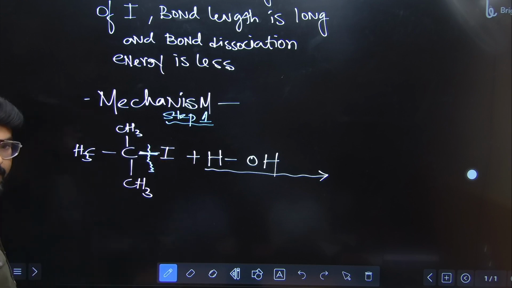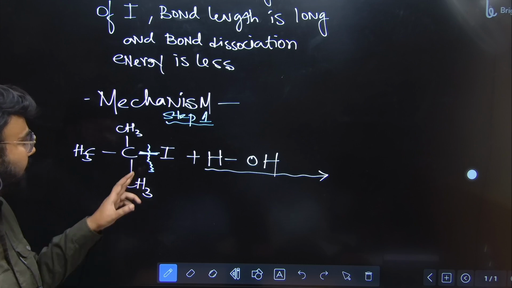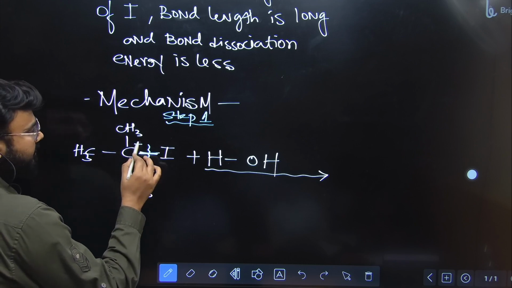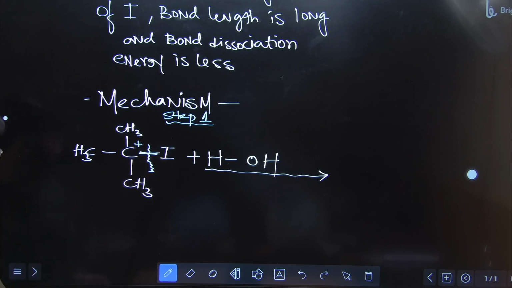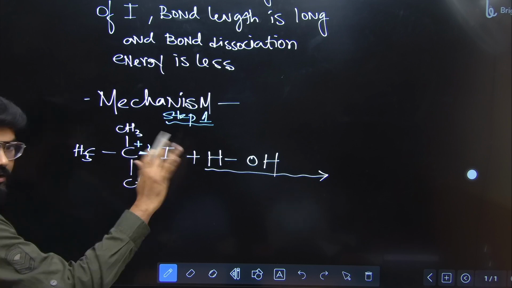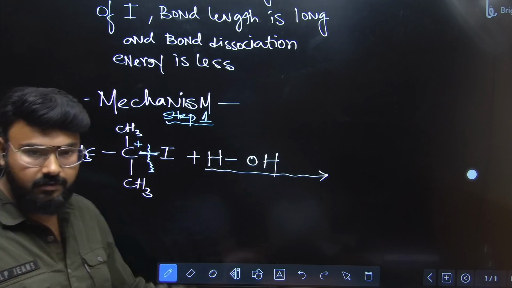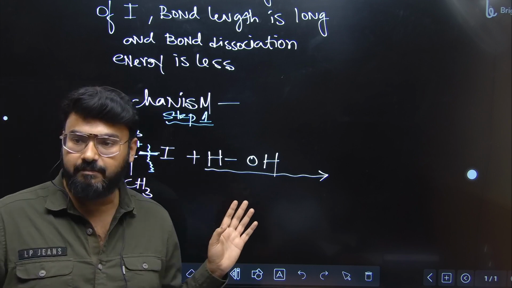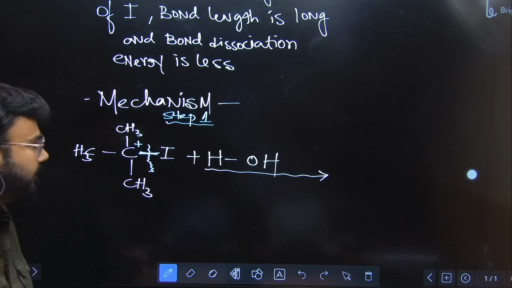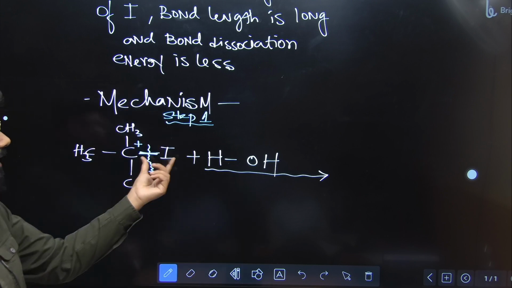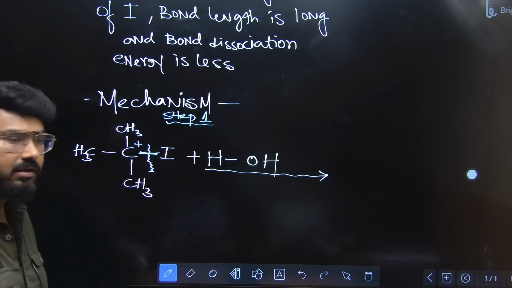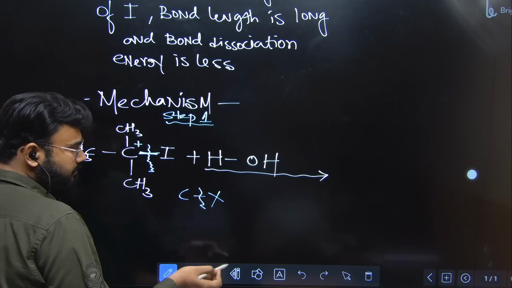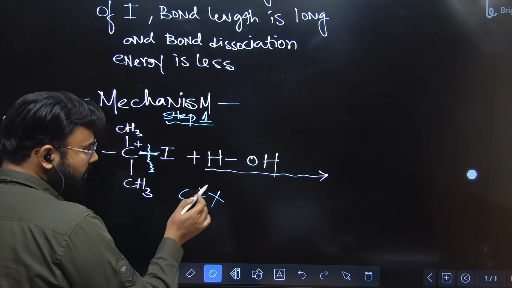It will cleave, right? Now tell me, when this bond breaks, isn't it that the positive charge will come here? Because iodine, being more electronegative, will take up the electrons. Okay, I minus will be removed. So we got the 3 degree carbocation. I hope it's clear to everyone online. Polar nature, breaking of the bond, right? The C-X bond is breaking because of the polar nature, okay? Is it clear?